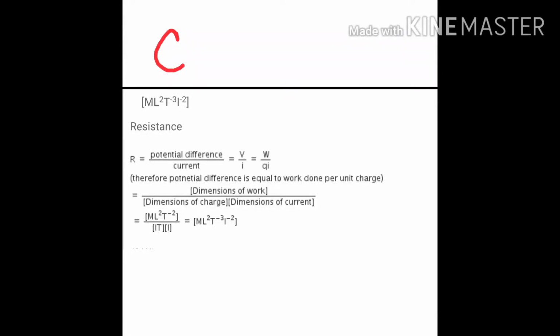We know resistance is equal to potential difference by current, but we know potential difference is equal to work by electric charge. So dimension of work divided by dimension of charge into dimension of current. So by applying the dimensional formula of work, charge and current, we are getting the final answer ML square T power minus 3 I power minus 2. Option C is the correct answer.